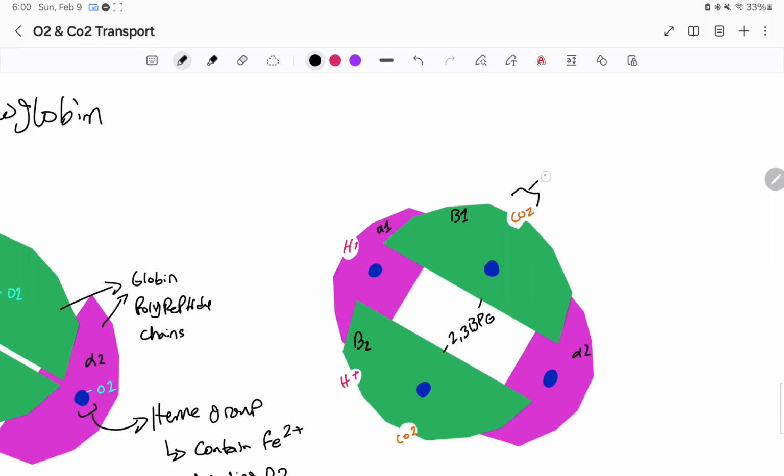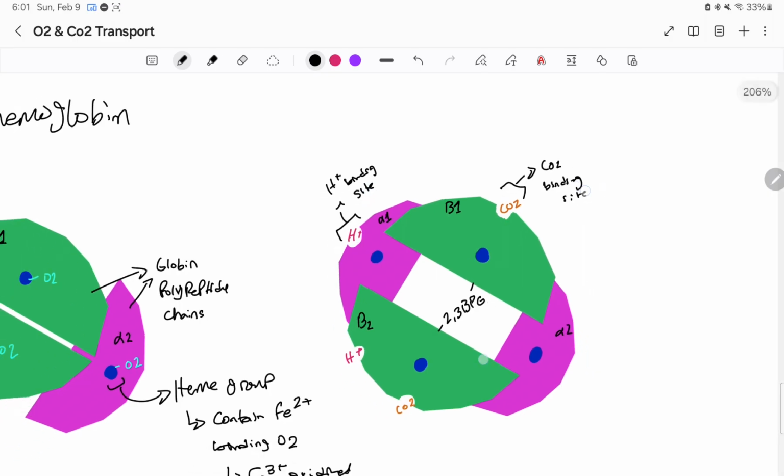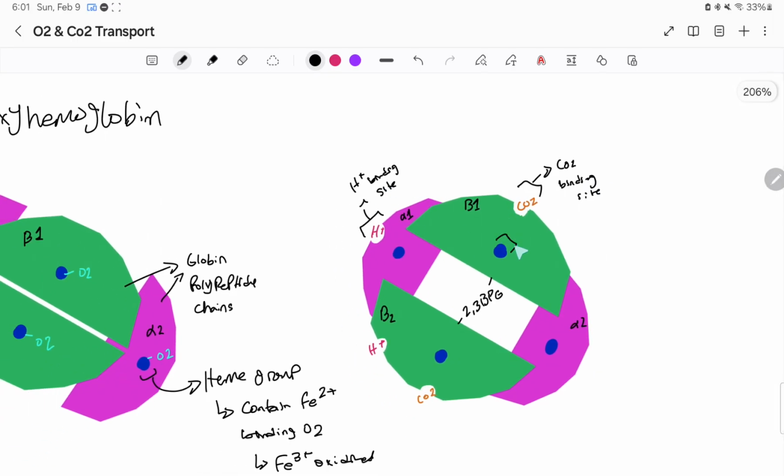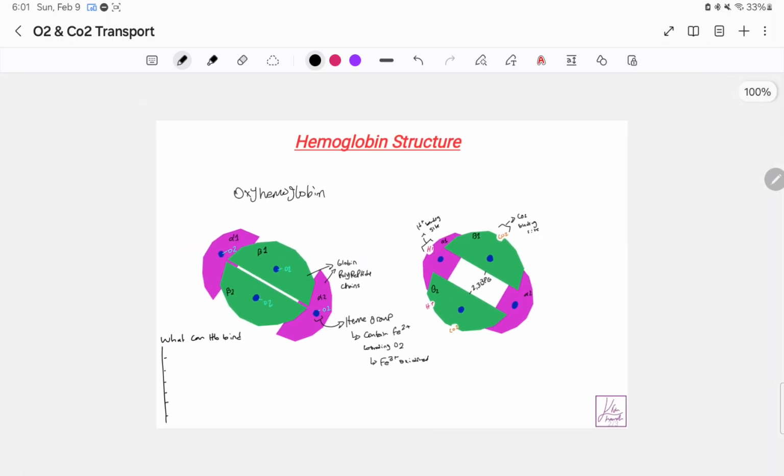Now, we can say that this region right here is called the CO2 binding site. Okay? Let's just say that's the CO2 binding site. And then over here we have the proton binding site. Notice how these guys are not binding on the iron atom inside of the heme group. They're just binding to the globin chains, the globin polypeptide chains.